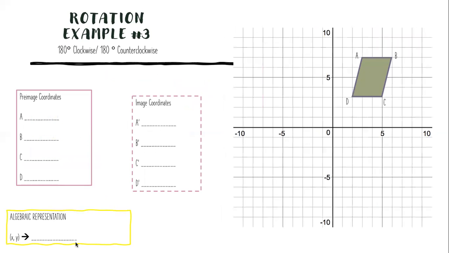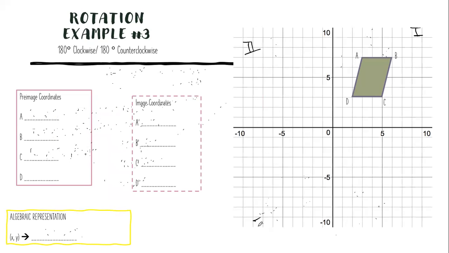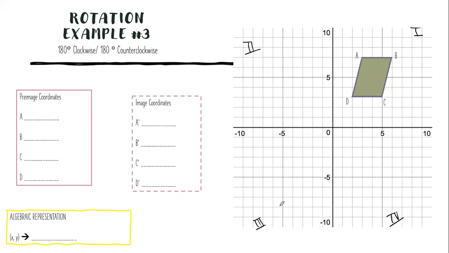All right, last one. 180. So it's gonna be, perfect. So it should end up in quadrant 3, because going 180 either counterclockwise or 180 clockwise would be the same thing. So it should end up in quadrant 3. Let's write down the pre-image coordinates. Carolina, you good? About 3 more minutes.